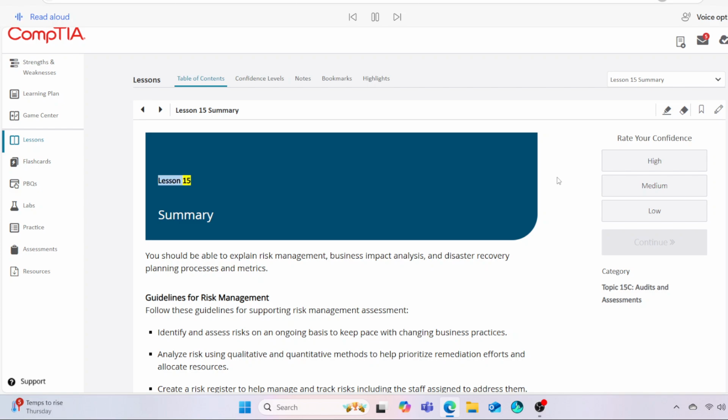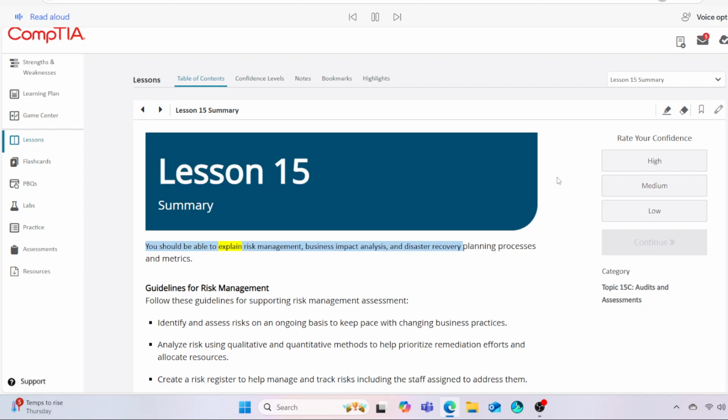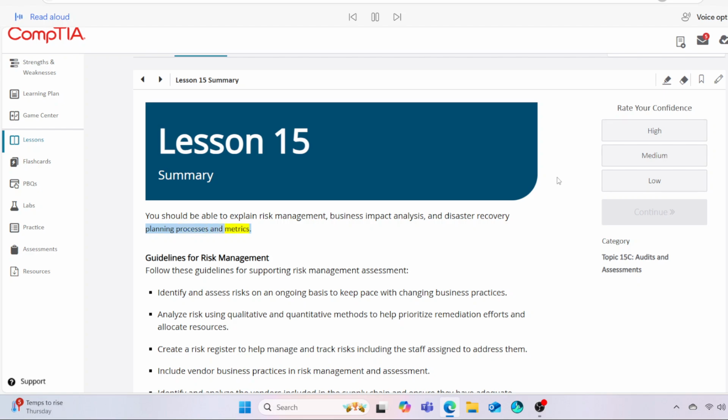Lesson 15. Summary. You should be able to explain risk management, business impact analysis, and disaster recovery planning processes and metrics. Guidelines for risk management.